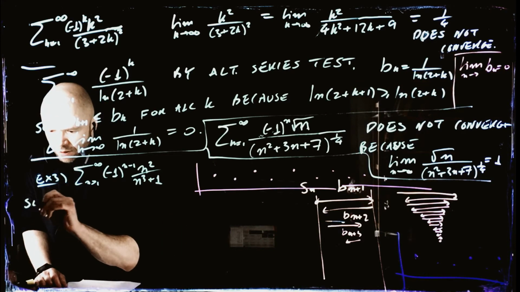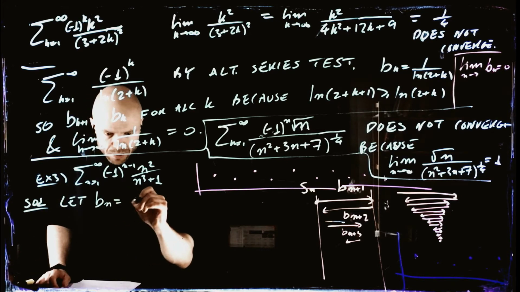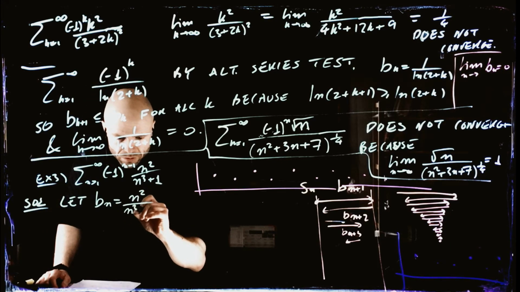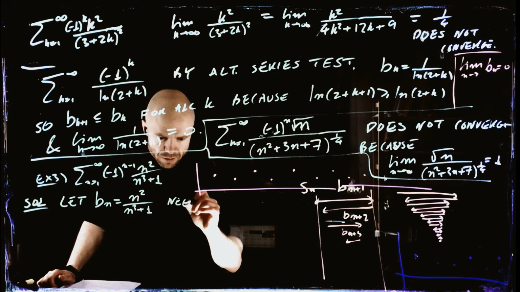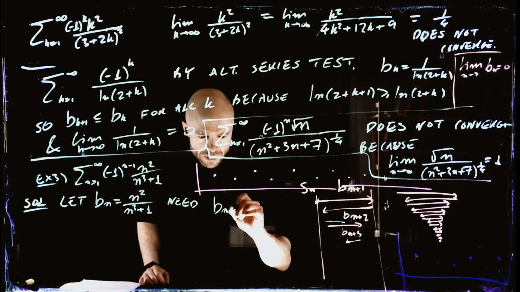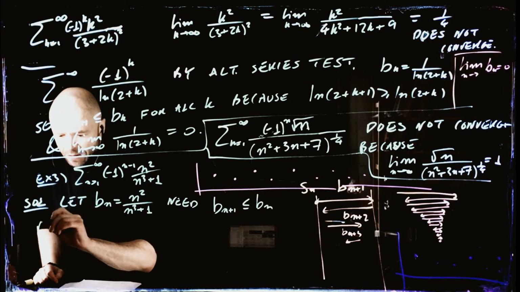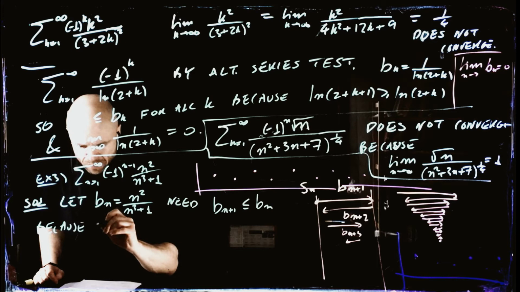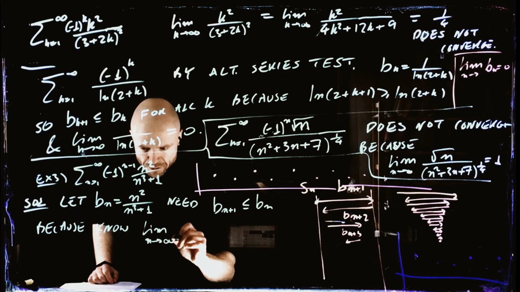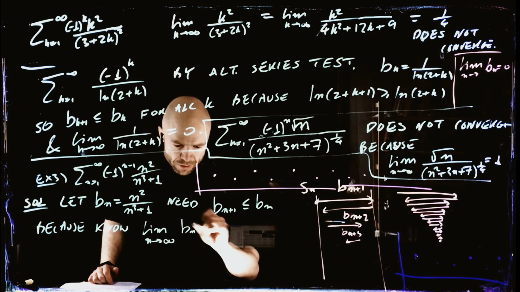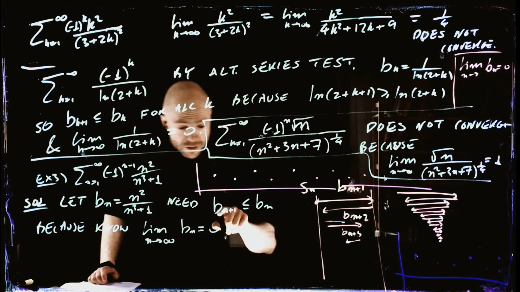So solution. Let Bn be n squared over n to the 3 plus 1. We need this to be decreasing, that Bn plus 1 is less than or equal to Bn, in order to apply the theorem. Because we know that the limit as n goes to infinity of Bn is equal to 0. That for sure is true, because the power on the top is 2 and the power on the bottom is 3. So that's the only thing we need to check.